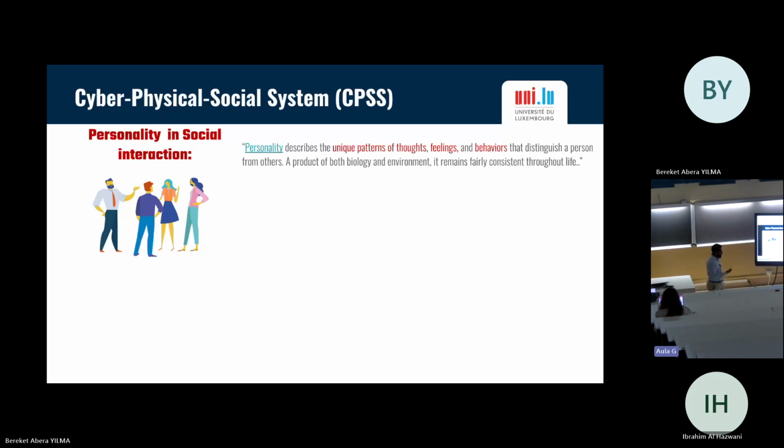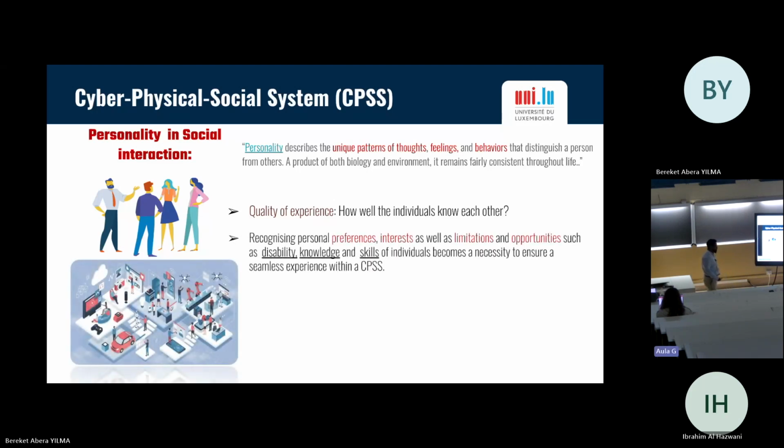Now what is the role of this in social interaction? Essentially, the quality of interaction in a social context depends on how well we know each other, right? If I know what you like, what you don't like, your preferences, your limitations, I can adapt to you. The same is true when we think about designing machines or social interaction between machines. So recognizing these individual preferences, needs, limitations, and opportunities becomes a necessity in this kind of social interaction design between humans and devices.